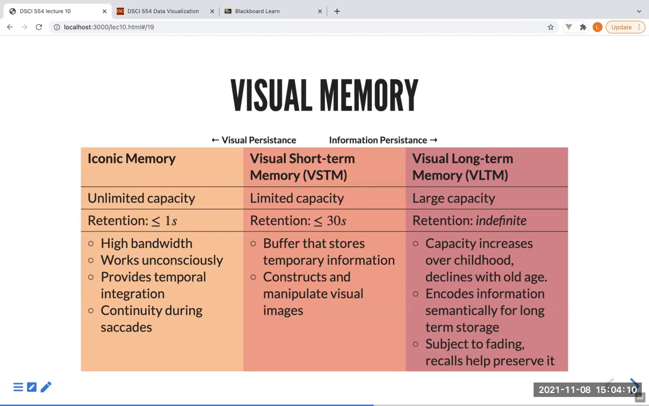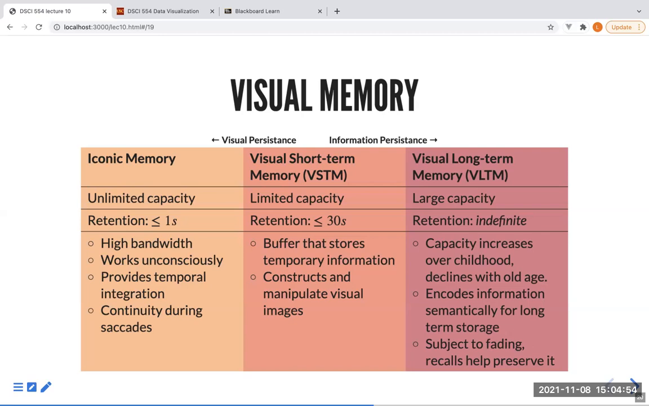So visual short-term memory. This one is the inattentional blindness, because there we go to 30 seconds. So you have the time to process the information, to use attention. This is the information that you use when you look at the legend of the graphic, and you memorize the keys. And then you look at the graphic and you make sense of the data knowing the mapping, right? Visual short-term memory.